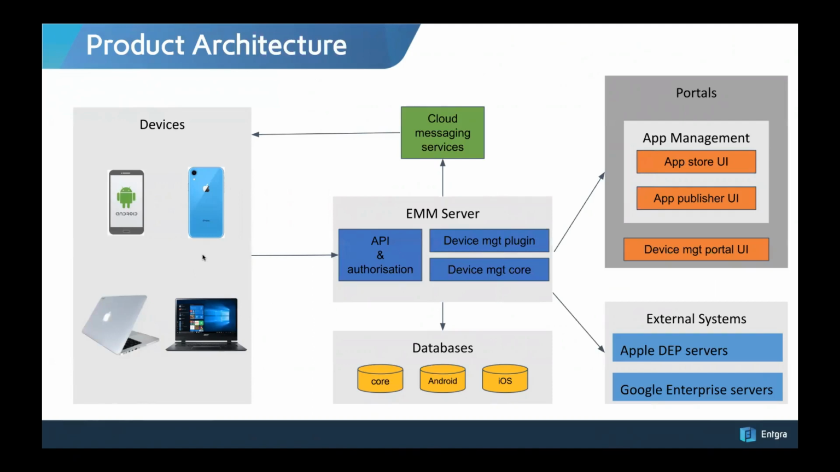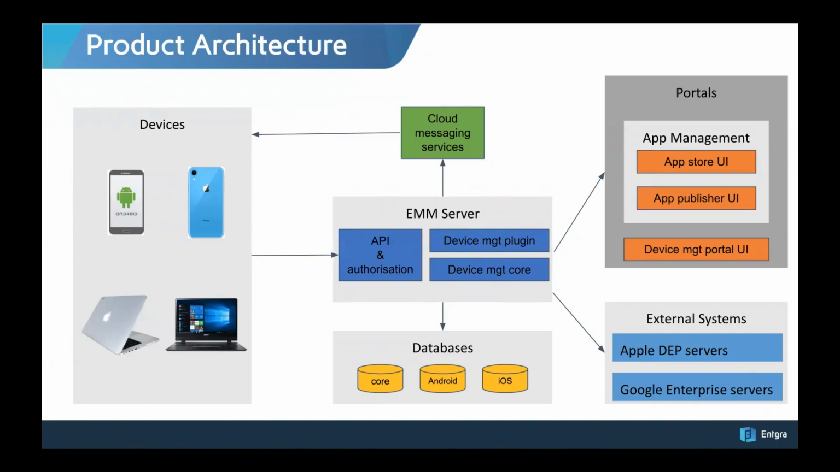So when you take the product architecture, we have different kinds of devices that can be connected to our product. These can be mobile devices, and in the most recent versions, we have added the capability to manage laptops such as Windows 10 PCs and Mac OS devices as well. How this whole thing works is there are APIs that make all the functionality of the product available to the outside.